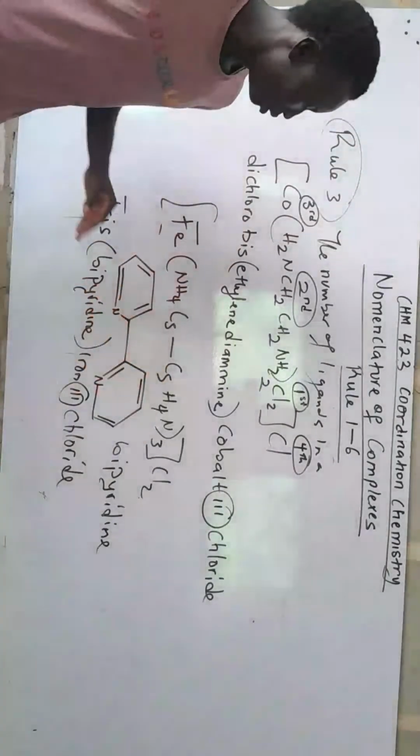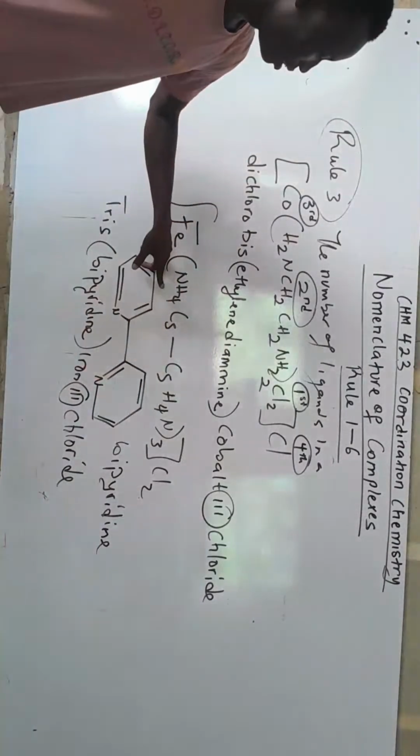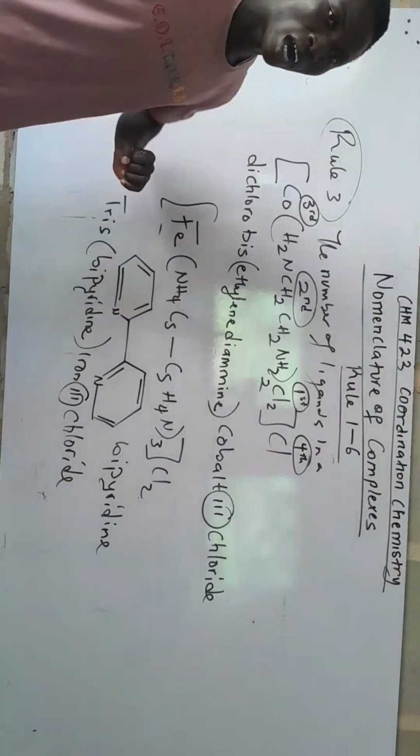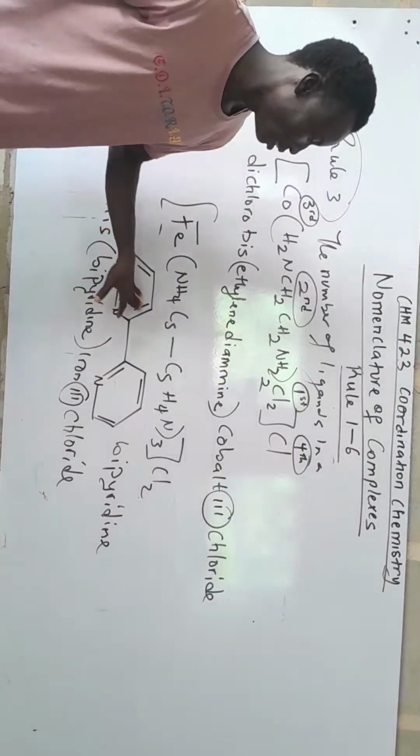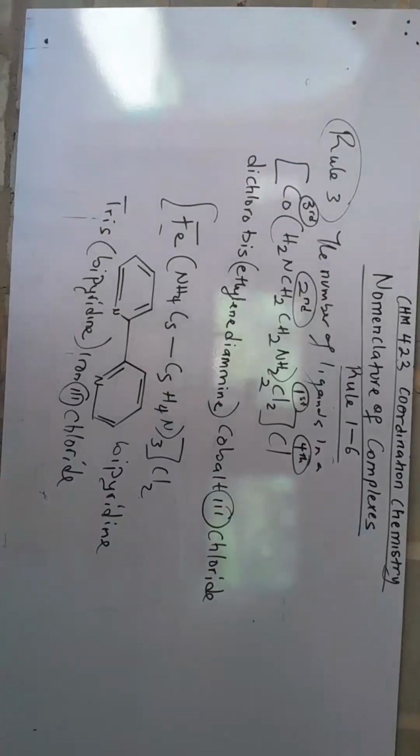Simple. So the one you are seeing in this bracket is exactly the one that you have here right now. Exactly. So which is the what? The bipyridine. Take note of that. The bipyridine. Now, the next one that we have there right now, let's discuss rule number 4.